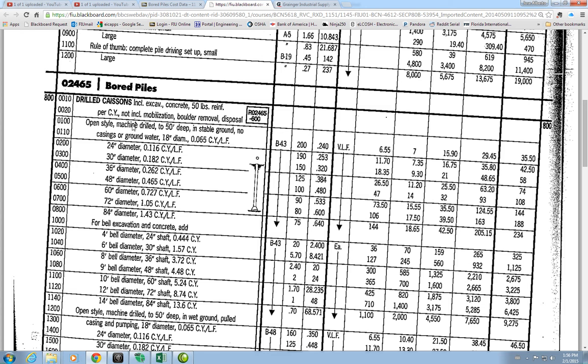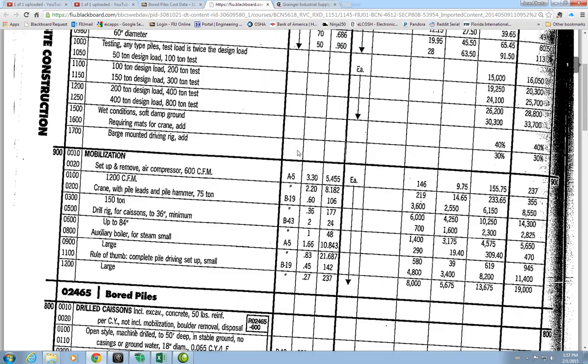So this is basically the operation of drilling the piles. We have open style machine drilled to 50 feet. We are drilling down to 31 feet, so that is covered by this line item. In stable ground, no casings or groundwater. This goes to 18-inch diameter. We know ours is 14-inch diameter, but this is the smallest one they have on this table, so we're going to use the information that we have.